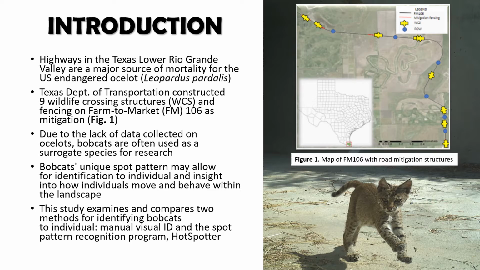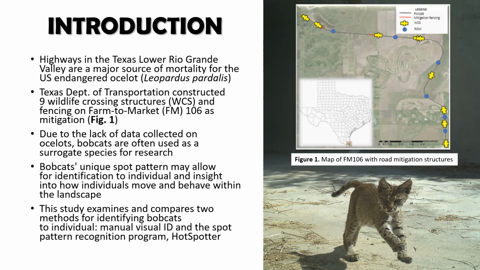map to the right. Due to the lack of data collected on ocelots, bobcats can often be used as a surrogate species for research. These cats' unique spot pattern may allow for identification to individual and provide insight into how these individuals move and behave within the landscape.